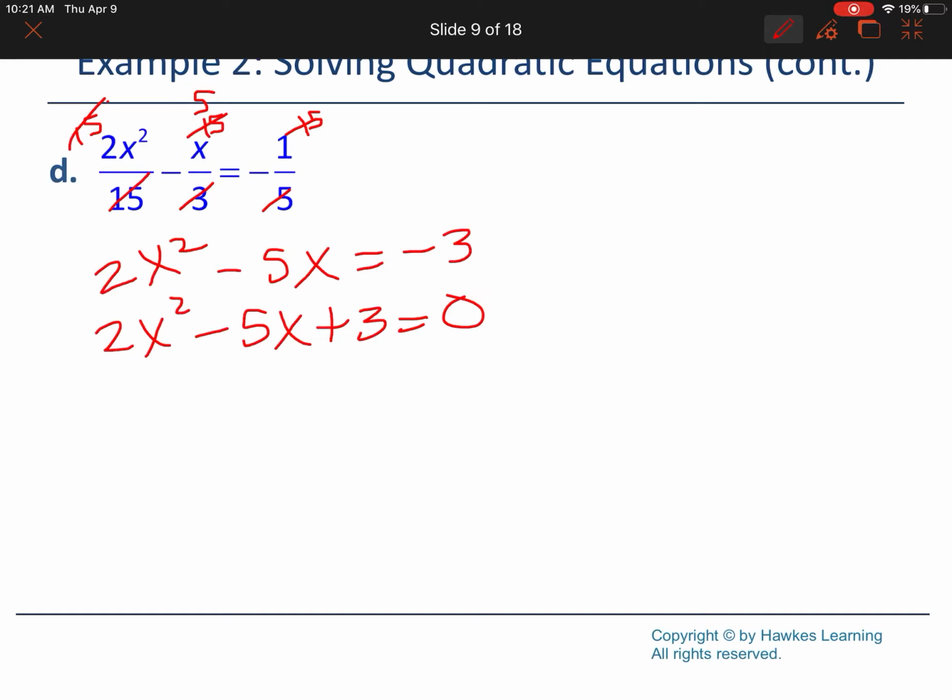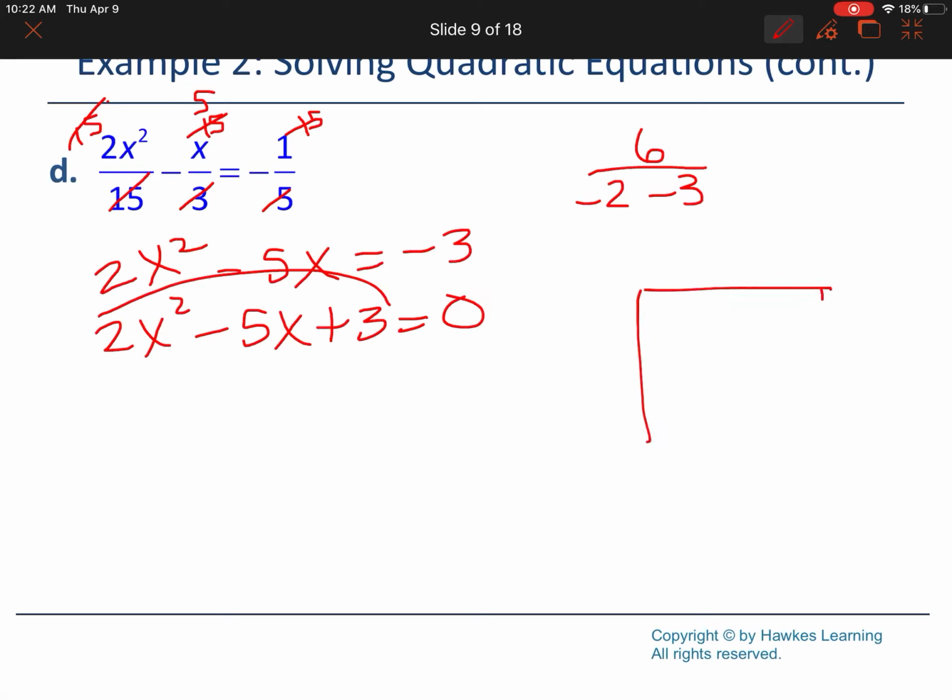Remember, when we factor this kind that has a number in front of the x squared, we're going to multiply the 2 and the 3. That gives us the number we're looking for: two numbers that multiply to positive 6, so they have to be the same sign, but add up to negative 5. They're both going to be negative, because it has to add up to negative 5. It could be 1 and 6, but that would add up to negative 7. So it looks like it's going to be negative 2 and negative 3, because that multiplies to 6 but adds up to negative 5.